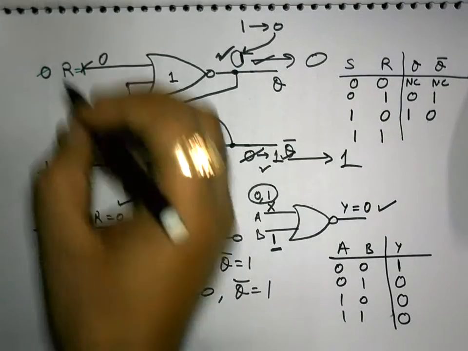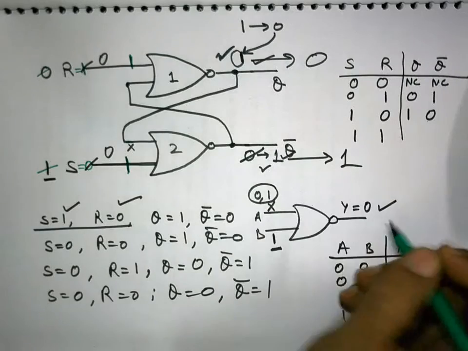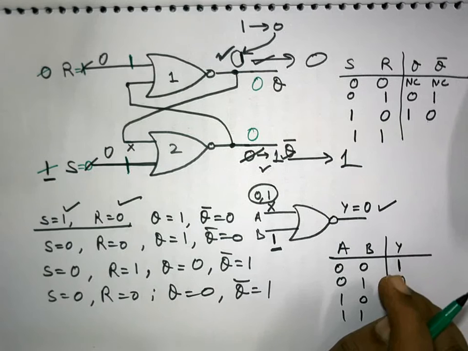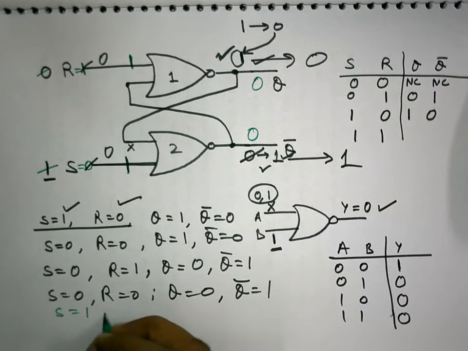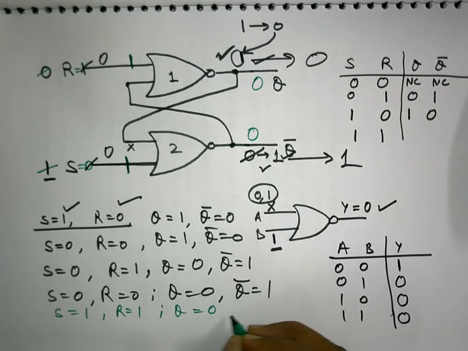Okay, if we apply 1, 1 at both the inputs, this is naturally going to give us 0, 0, and this is the condition that I have told you earlier. This is not going to give you a real sense of a latch. But you see what will happen if we apply S equal to 1 and R equal to 1. What is obtained at the Q is 0 and what is obtained at the Q bar is 0.